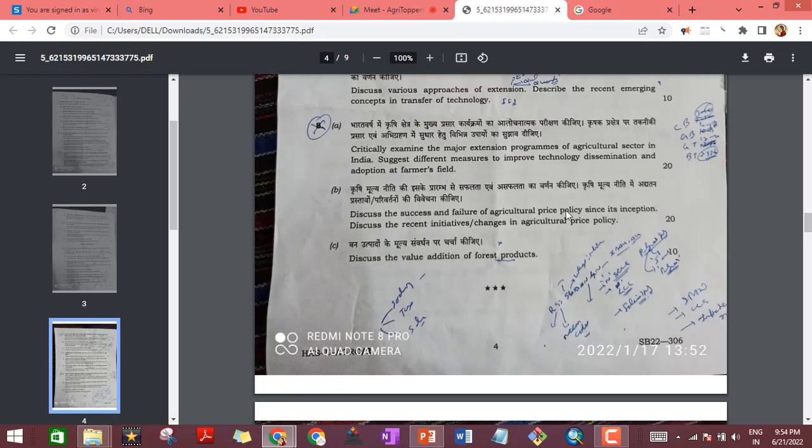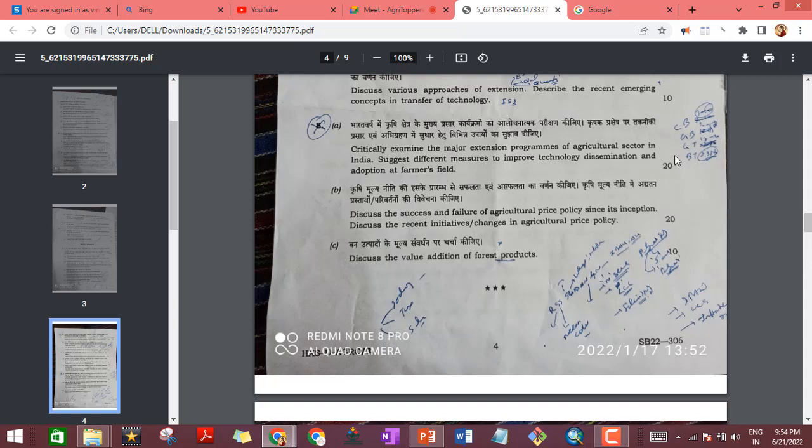You look at this 8th question, let me tell you, this is very difficult. Like these first 2 questions, not very difficult, it is very difficult to score. Critically examine major extension programs of the agriculture sector in India. Here you have to write from the emergence, from the 1950s to the present. So definitely you will miss some points, and also writing this is very difficult.